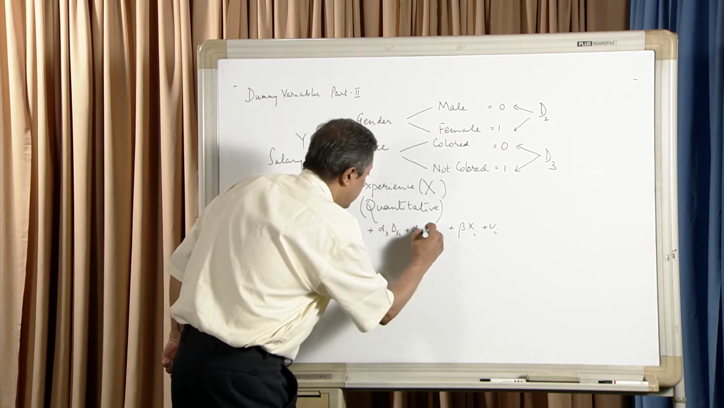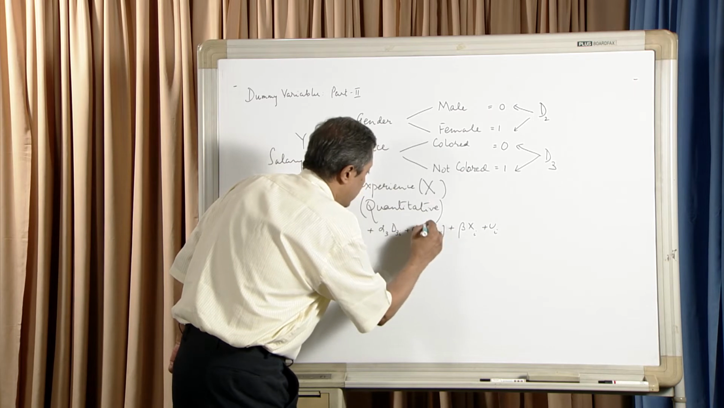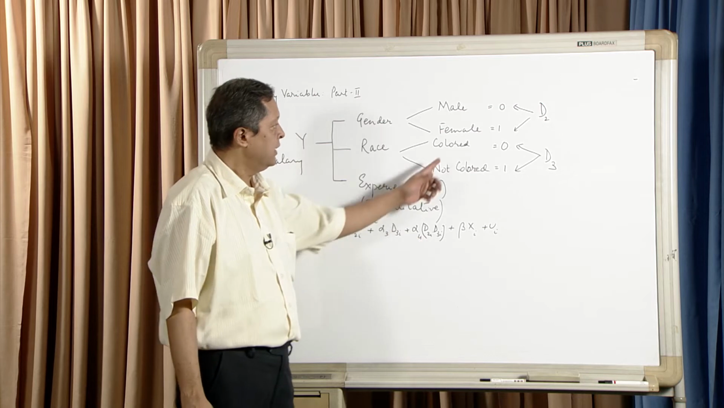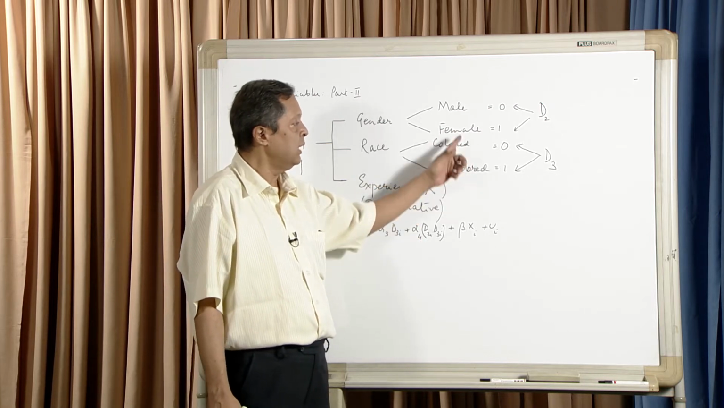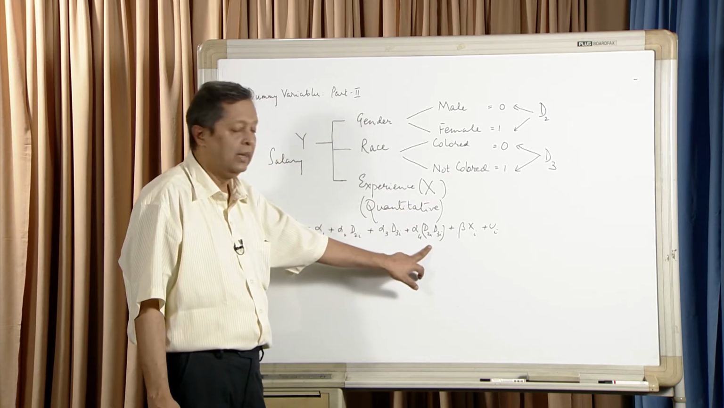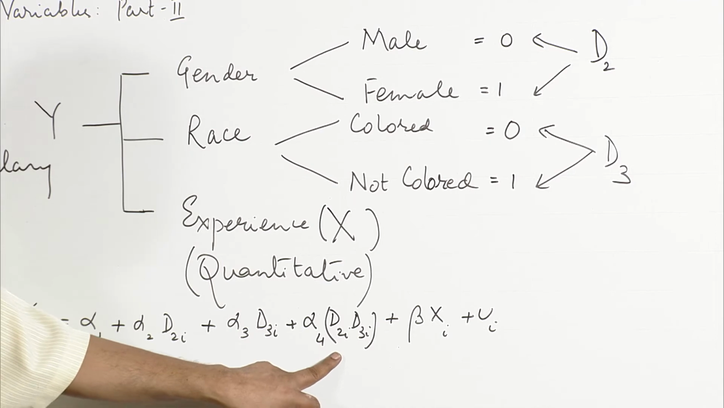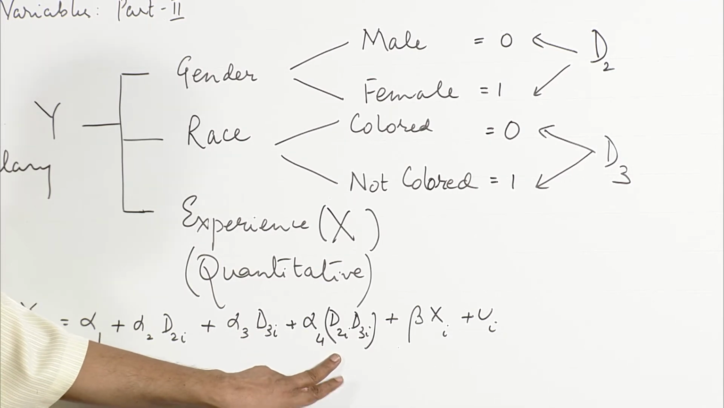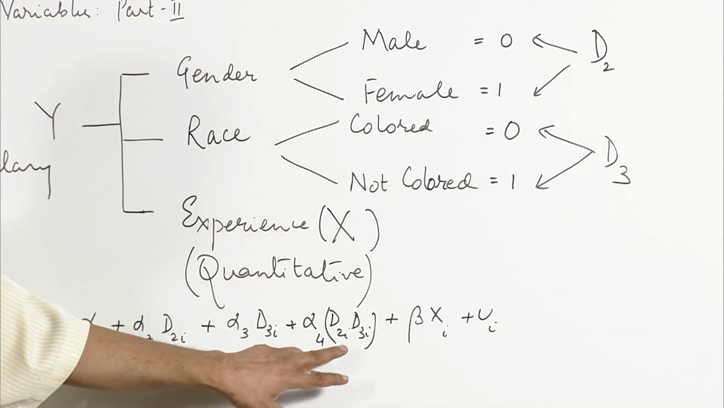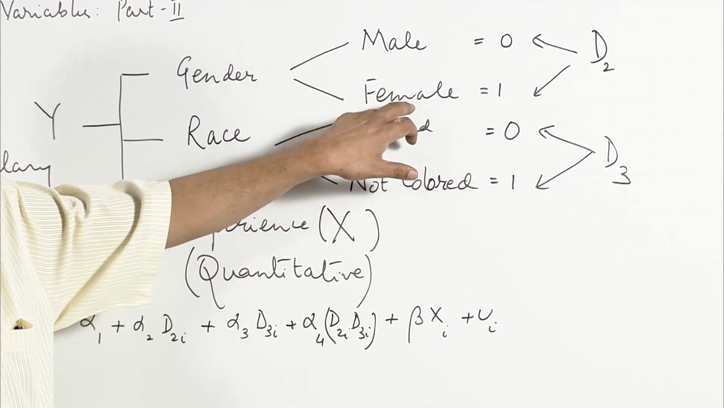expression here, which is the product of D2i and D3i. So, when both D2 and D3 are 1, that is when female and not colored, that has a separate effect. This is basically the dummy variable interaction effect, that is the additional impact, additional increment, additional differential effect that is occurring for non-colored females.